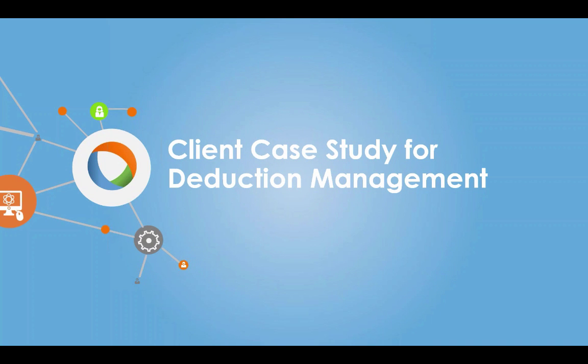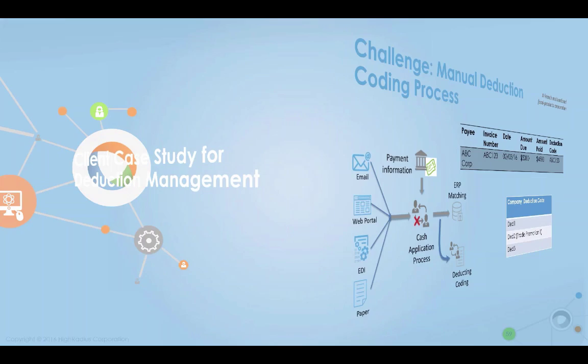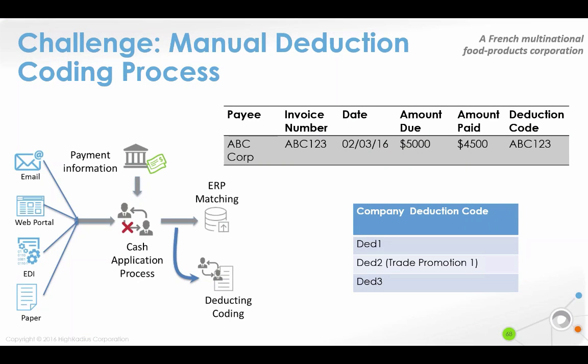So another example of a client case study for deduction management. This was a French multinational food products corporation. It was the same company, one of the other companies I talked about earlier, but they had issues related to deduction coding. What they found were customers claiming deductions for their trade promotions, and they were having difficulty matching what the customer was claiming with what they had in their system, because the customers were using these specific deduction codes that were for their own company standards.